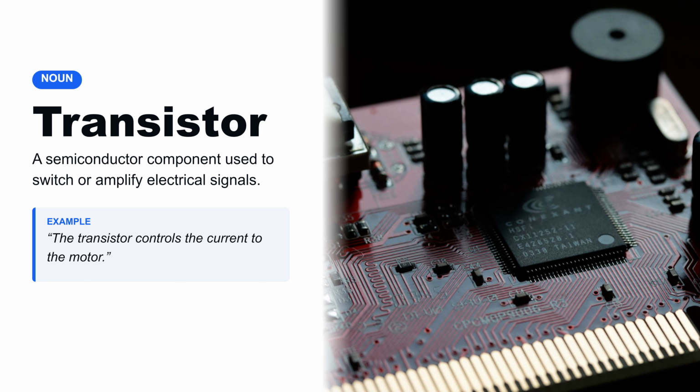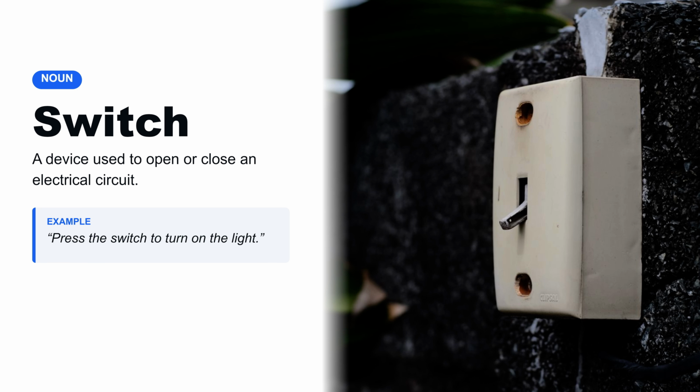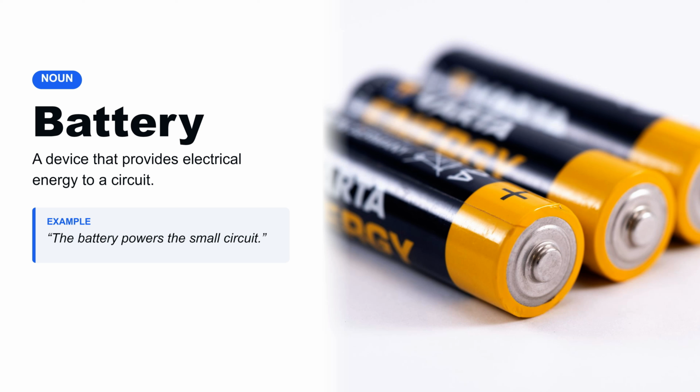Transistor. A semiconductor component used to switch or amplify electrical signals. The transistor controls the current to the motor. Switch. A device used to open or close an electrical circuit. Press the switch to turn on the light. Battery. A device that provides electrical energy to a circuit. The battery powers the small circuit.